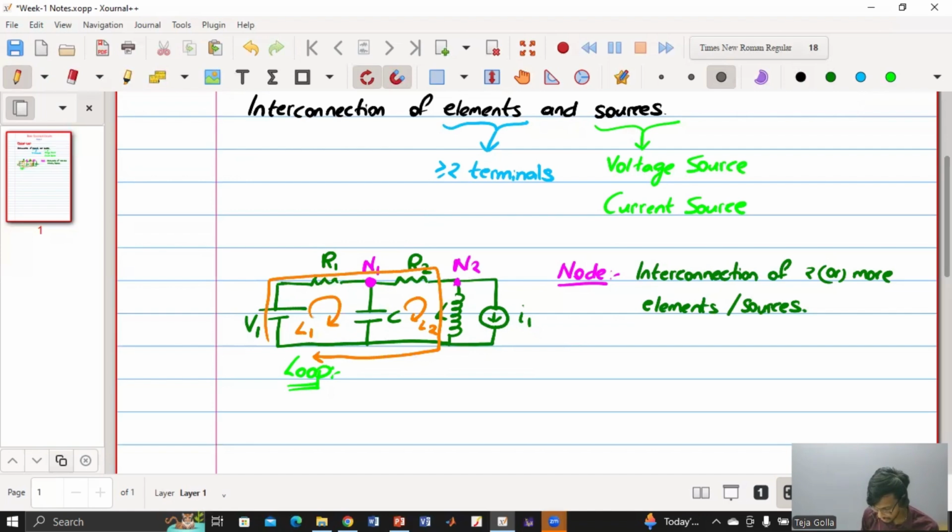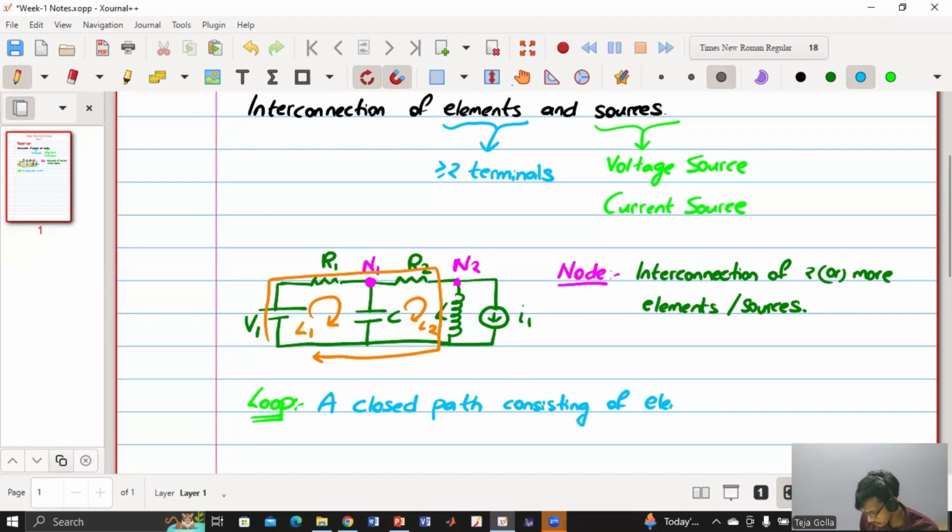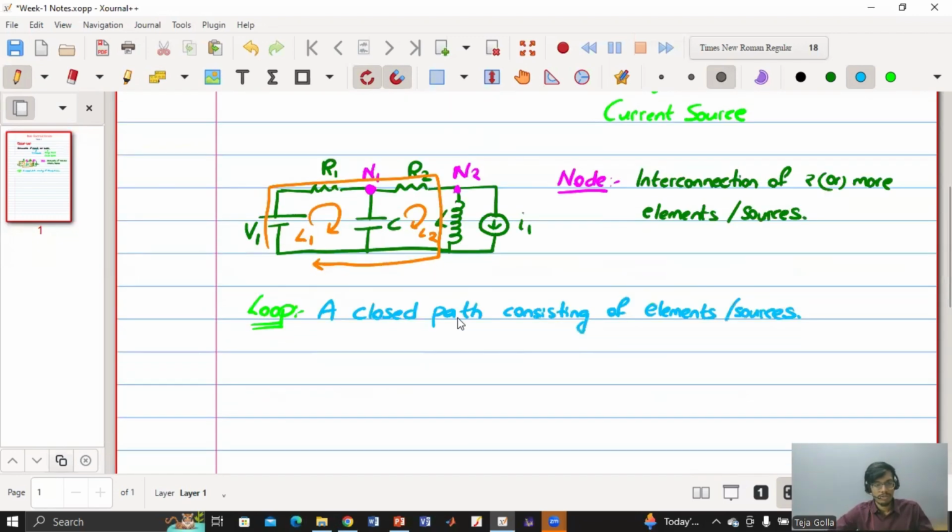So a loop can be any closed path, but it has to be a closed path. Loop is basically a closed path. It cannot be open, consisting of elements and sources. Okay, so this is just a brief introduction about the terminology that we will be using throughout this course.